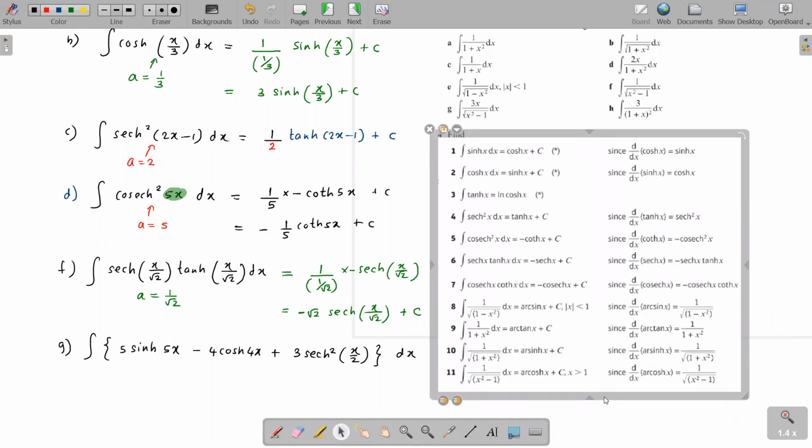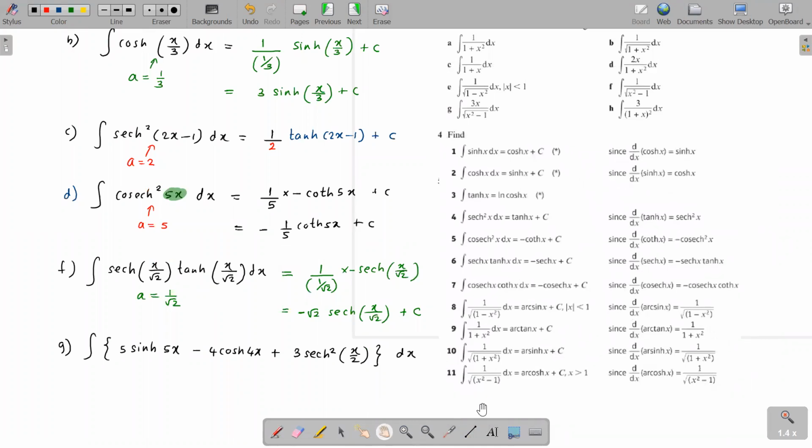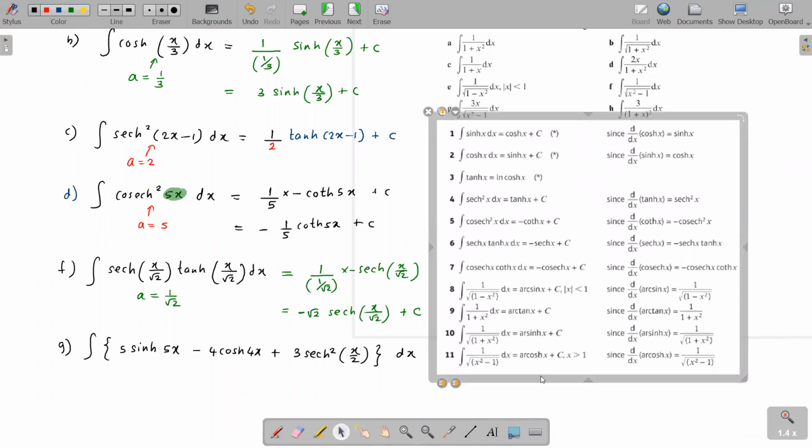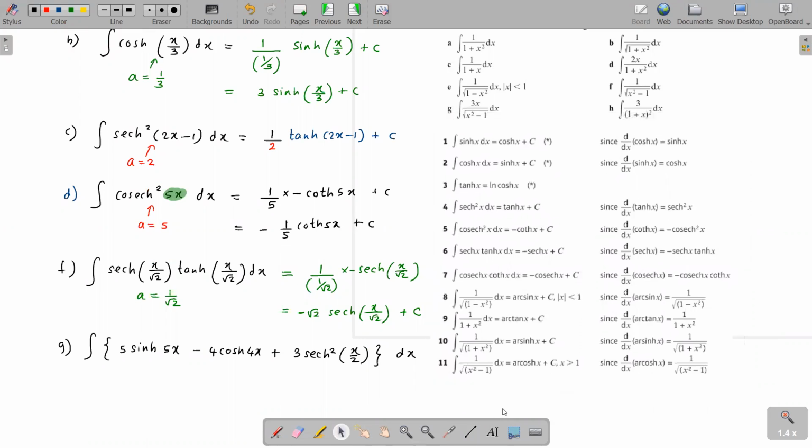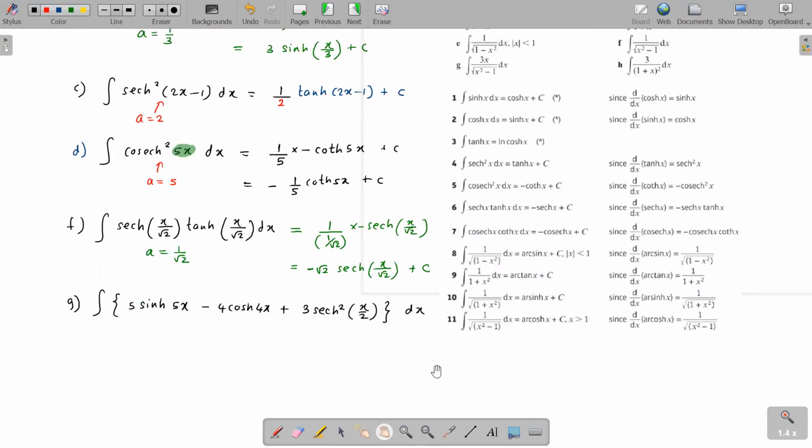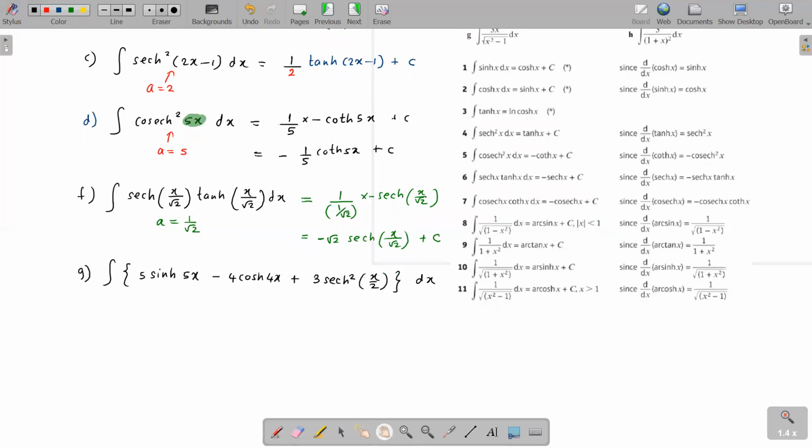Let's look at our rules. According to the rules, the integration of sine 5x is directly available, right? Sine x is there, cos x is also there, sech square is also there. Everything is directly there. So all we do is use the rule along with the generalization. When you have integration of 5 times, there's a 5 outside. So let that 5 be there, right?